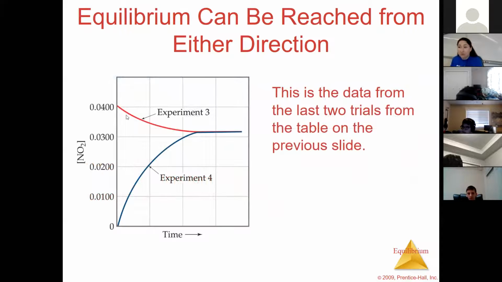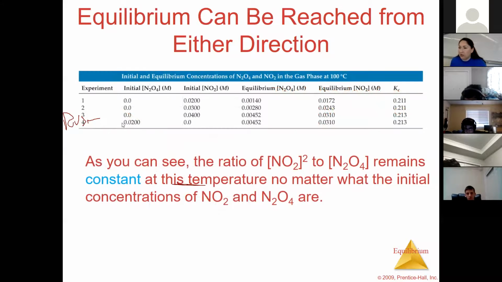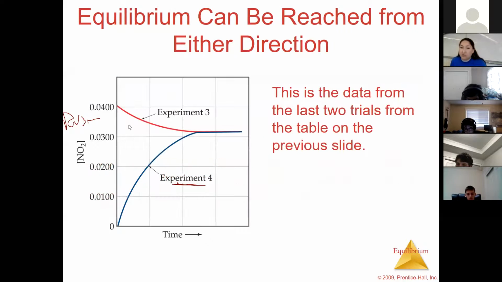So here's a graph of your concentration of the NO2, which I believe was the clear one. Not that it really matters, but yeah, this is the rust one. This is the rust color. So here's experiment 4, right? This was where we either started with the rust color or the clear color. So it's showing the difference between those two.